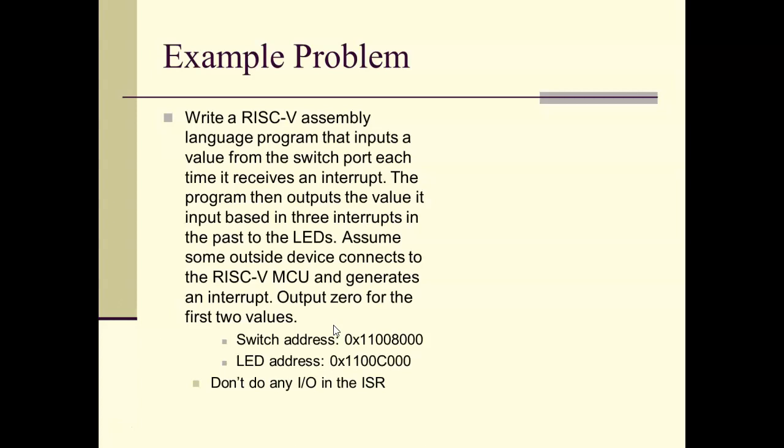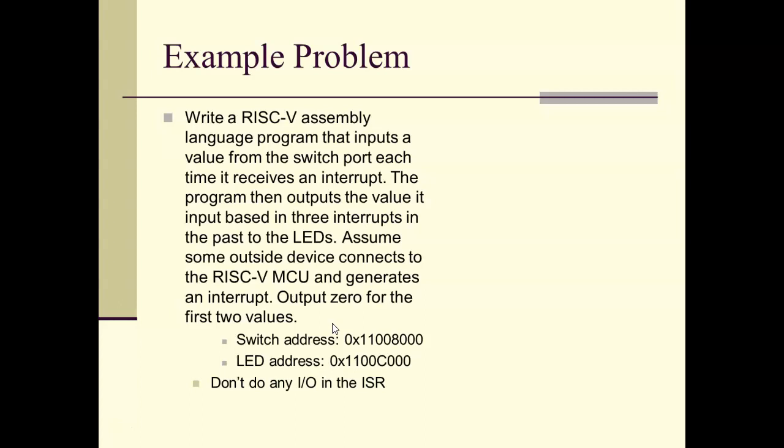So essentially this is an interrupt-driven program that every time it gets an interrupt, it's going to read from an input port, which I think I call the switches. So it reads from the switches, and then it's going to output the switch value that it read 3 interrupts ago. Okay, so this is a classic problem. I like using it because it's simple if you understand it, and it's not really that hard to understand.